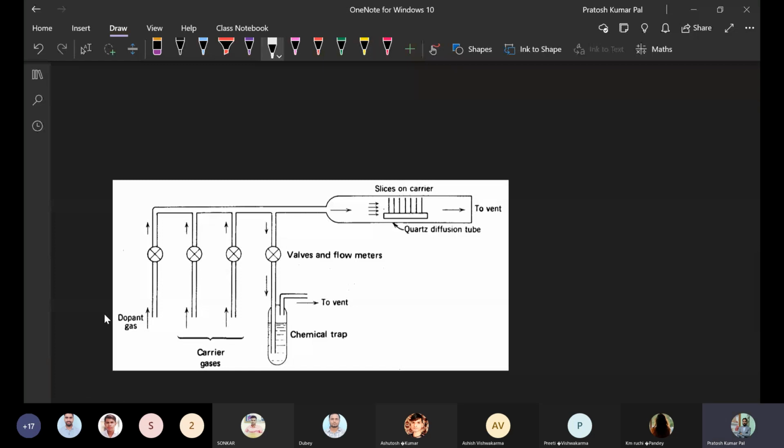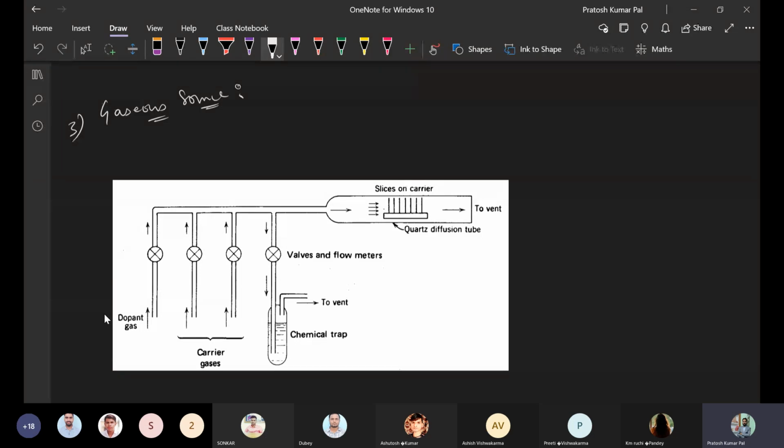So the third one is, here the source is basically the dopant in gaseous form. If the dopant is in the form of gas, then it is more convenient than even the liquid type of reactor.